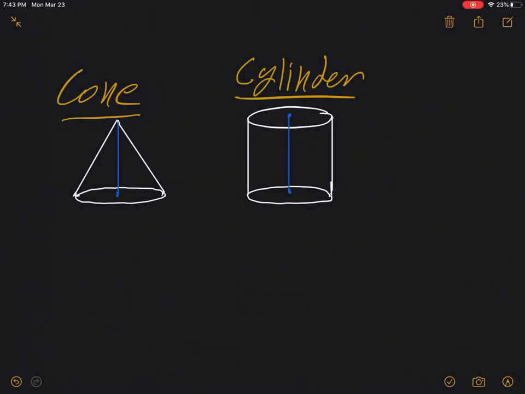In this video, we will be discussing the formulas for the volume of the cone, pyramid, and the sphere. First, let's start with a comparison between the volumes of the cone and the cylinder.